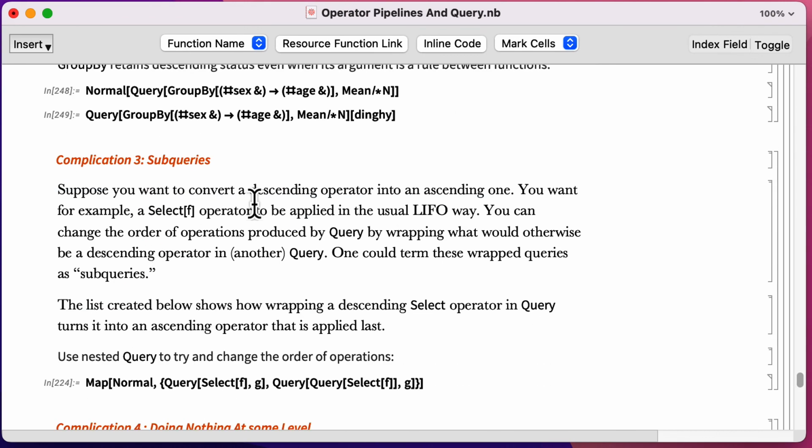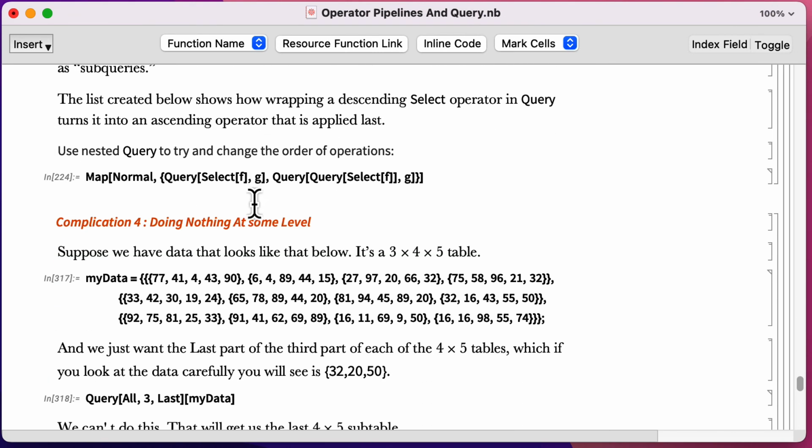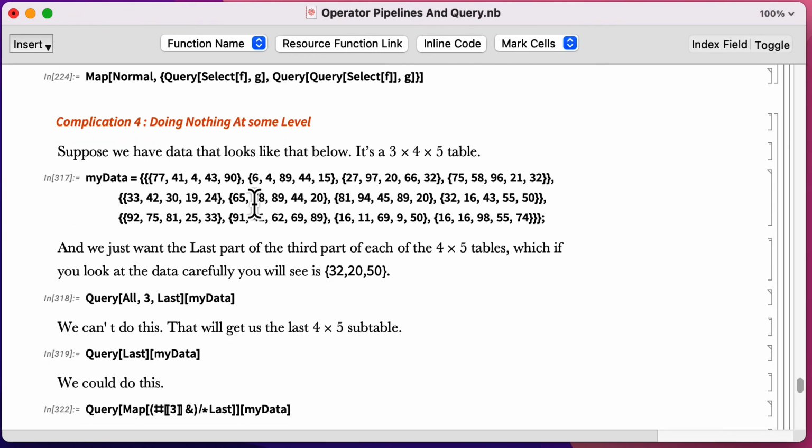I think I am going to spare you subqueries. This one, complication 4, I feel we need to talk about. It's what happens when you don't want to do anything at a particular level. You sort of need a placeholder to tell it don't do anything at a particular level.